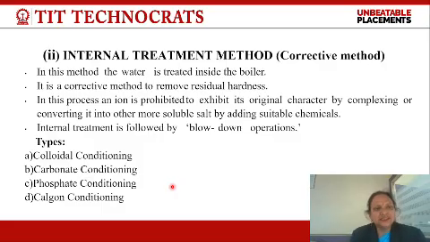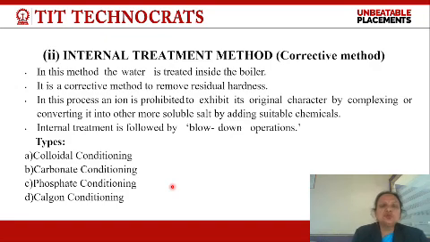After completing the external process, now I would like to discuss the internal treatment method, because if by mistake some hardness or some impurities are fed into the boiler, they may damage the boiler or corrode it. There may be scale and sludge problems, caustic embrittlement, boiler corrosion, or any type of priming, foaming, or any type of boiler problem. So we use the internal treatment method or corrective method.